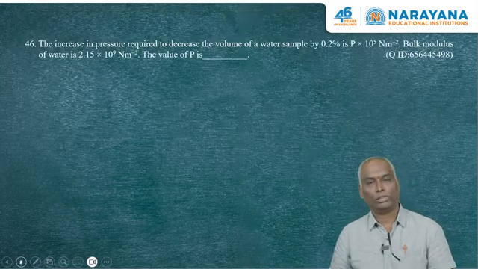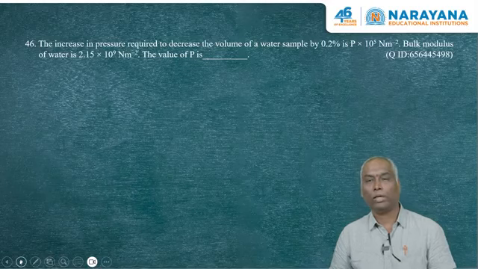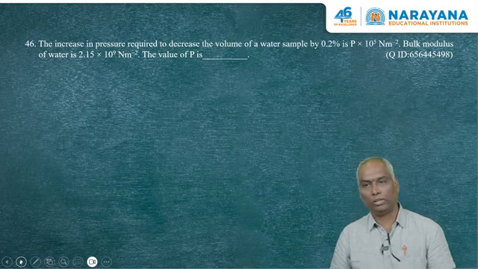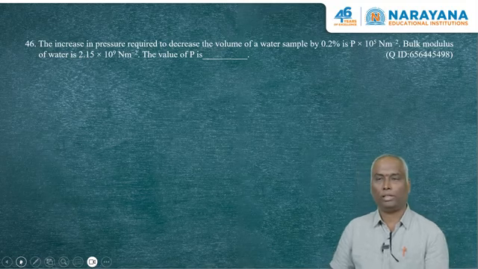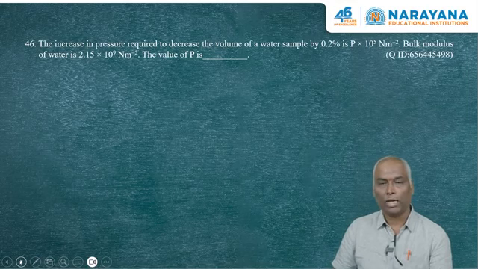Question number 46. The increase in pressure required to decrease the volume of a water sample by 0.2% is P into 10 power 5 Newton per square meter. Bulk modulus of water is 2.15 into 10 to the power of 9 Newton per square meter. The value of P is. So here they have given the decrease in volume and the bulk modulus, and you are asked to find the increase in pressure.